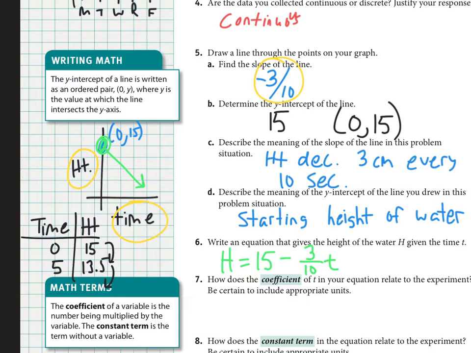So the question is, how does the coefficient relate to the experiment? A coefficient is a number that gets multiplied by a variable. In this case, the coefficient is this number here. The coefficient on the time variable is the slope, isn't it? It's the rate of change. It's the negative 3 centimeters per 10 seconds rate of change.